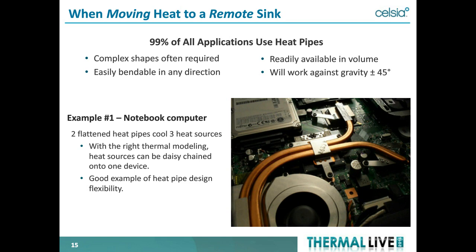Satisfactory for most of those applications. And in this particular application, it's a notebook computer. You can see where there's 2 flattened heat pipes used to cool 3 heat sources. What they're doing is daisy chaining the heat pipes to move the heat from multiple heat sources. That's fairly common, to use multiple heat sources on a particular device.